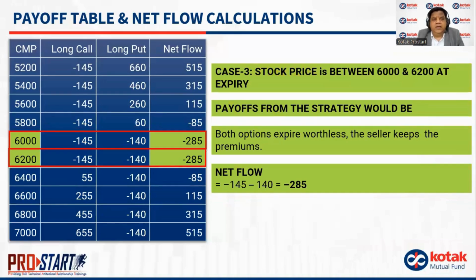Case 3, let's say the price of the stock moves between 6,000 to 6,200 at expiry, either at 6,000 or 6,200 or somewhere in between. What would be the payoffs? Because of this situation, both my options would expire worthless because there is no point in exercising the call option as well as the put option here. So my total loss will be the total premium paid, which is 145 plus 140 makes it 285.